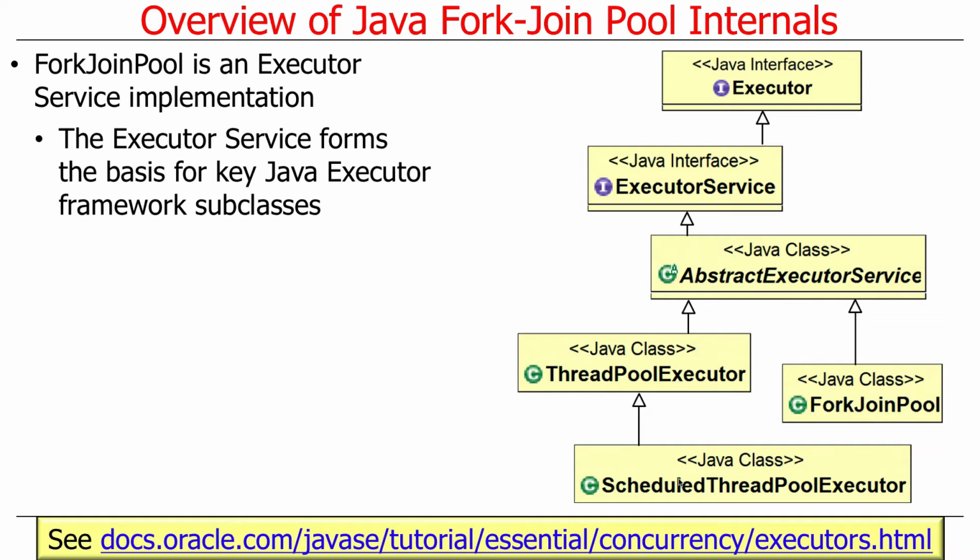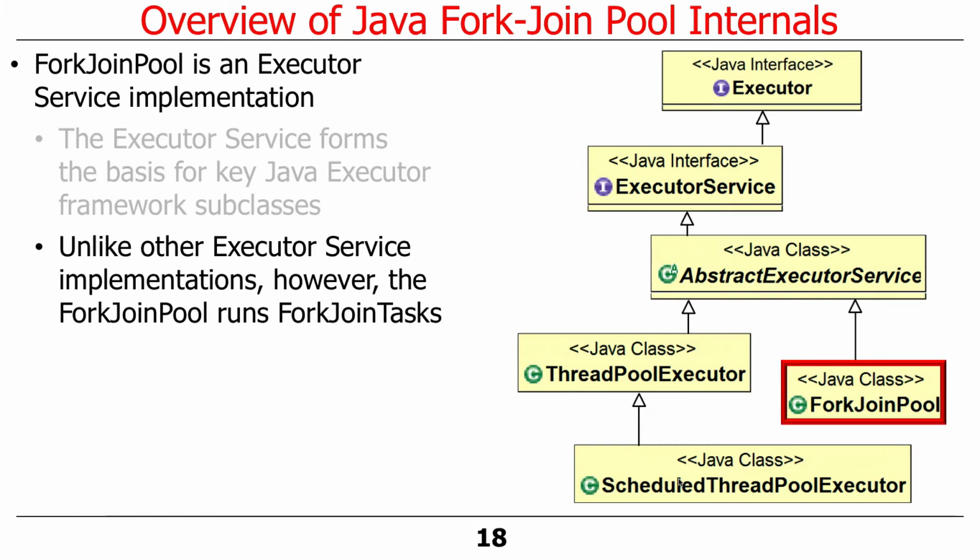Despite the fact that these all implement the ExecutorService and the AbstractExecutorService, they're actually quite a bit different. There are some things that are similar, some things that are different. We'll talk about that. One of the most obvious differences, of course, is that the ForkJoinPool runs ForkJoinTasks, whereas the ThreadPoolExecutor and the ScheduledThreadPoolExecutor do not run ForkJoinTasks. Well, obviously, that begs an important question: what the heck is a ForkJoinTask?